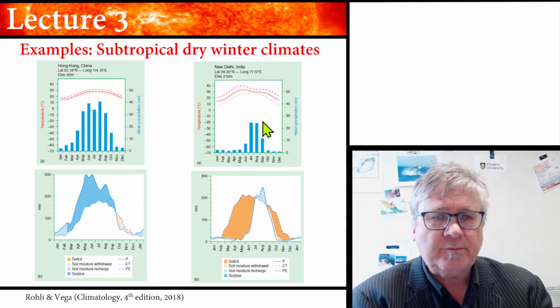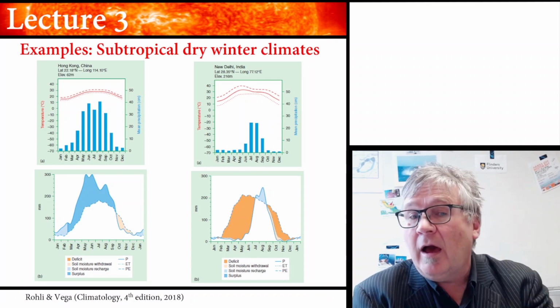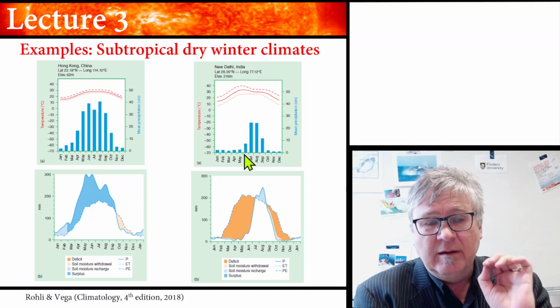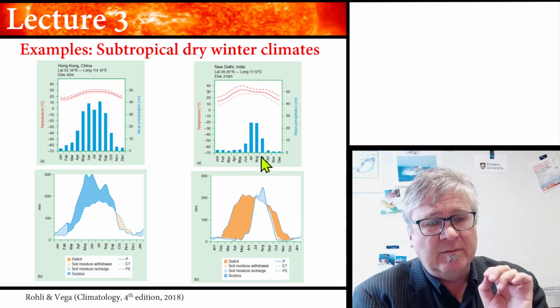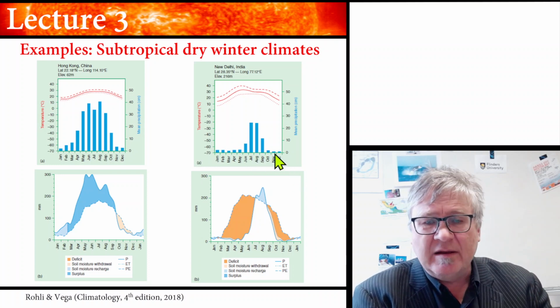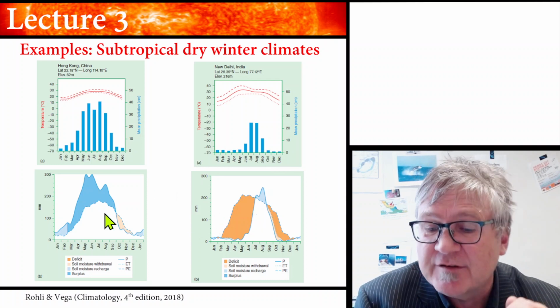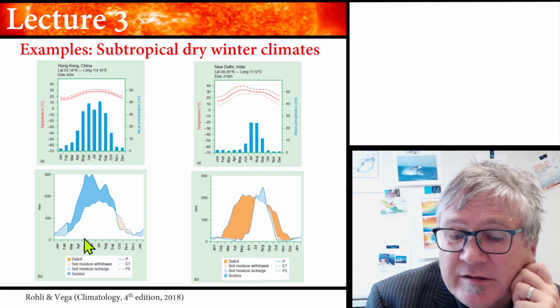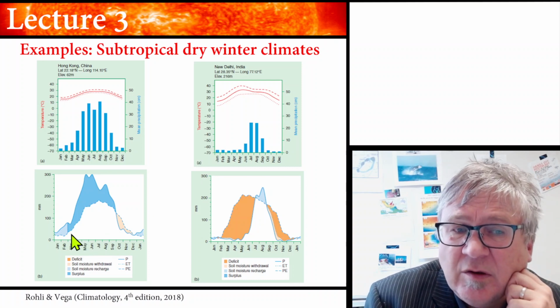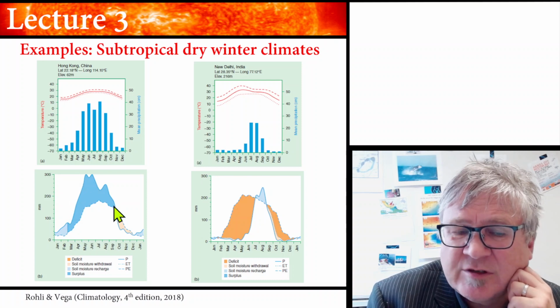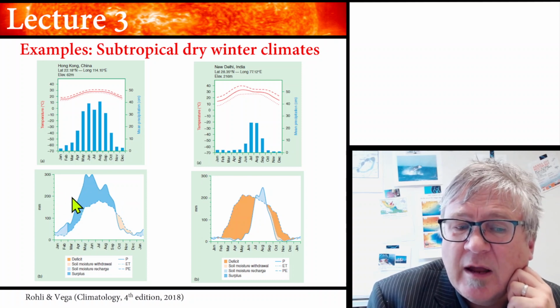If you now work out the surface water balances, you can see that there are significant differences. There are big differences. In Hong Kong you have a long period where you have a water surplus and even a runoff.